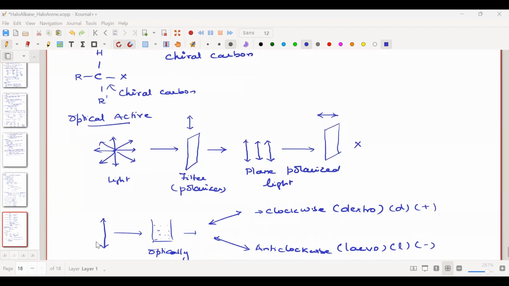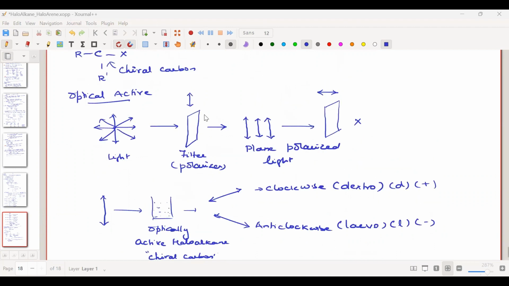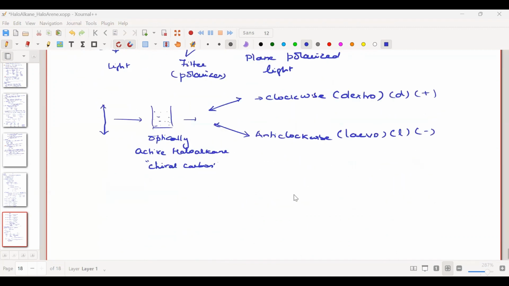So how do we identify this? So what that optically active compound will do is it will rotate a plane polarized light. What is a plane polarized light? It is nothing but a filtered light through a polarizer. And the filtered light, it will rotate as clockwise or anti-clockwise. இது வரைக்கும் புரிஞ்சா? Yes. Yes.